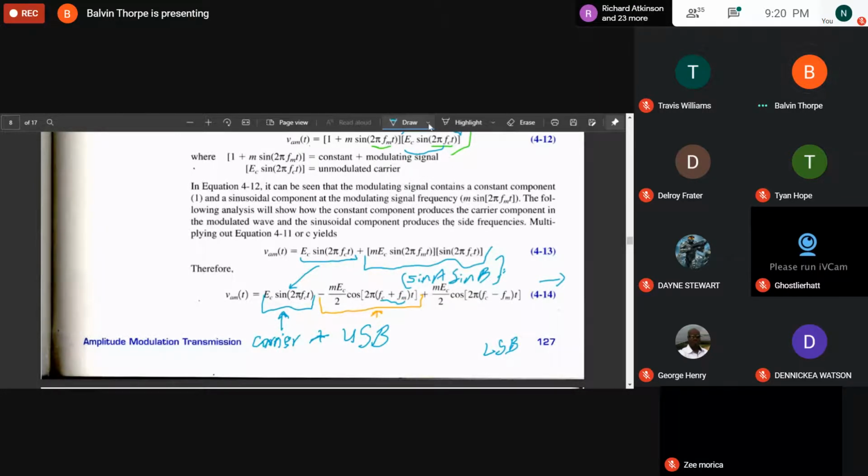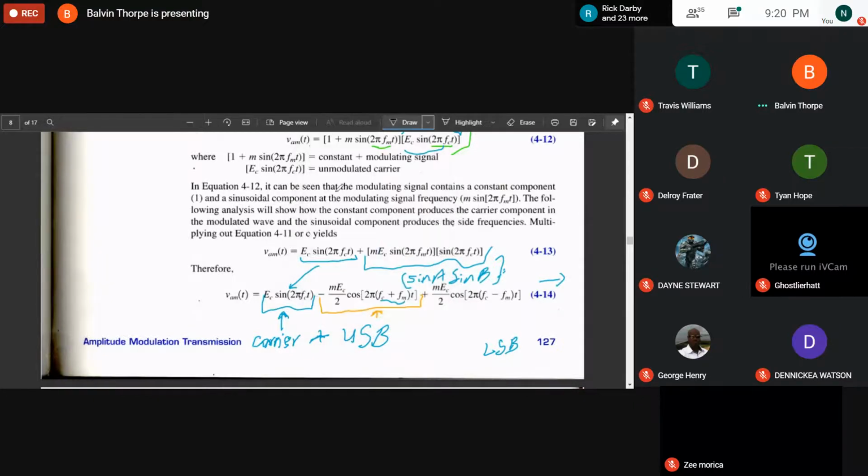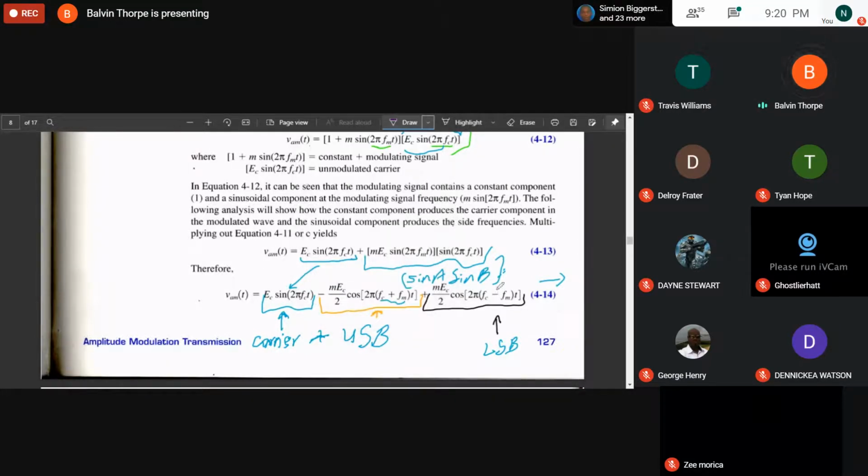Whilst all of this is going to be your lower sideband. It's called lower sideband only because that frequency is going to be lower than the carrier frequency. Hence we call it the lower sideband. That's the question you're asking? Yeah, no, I understand it.